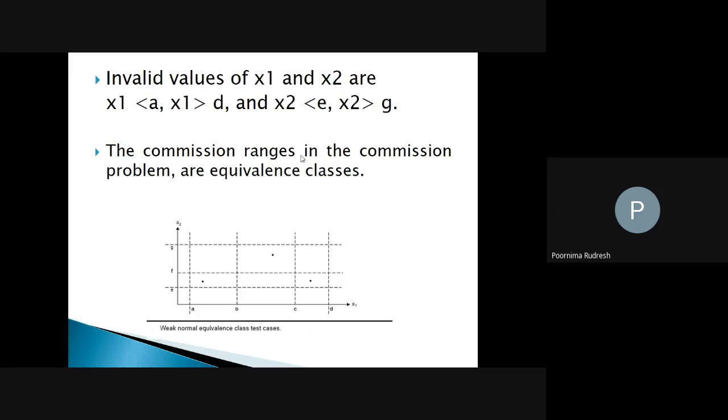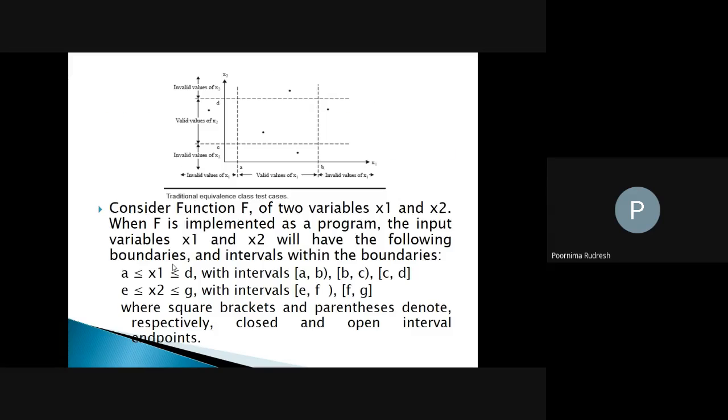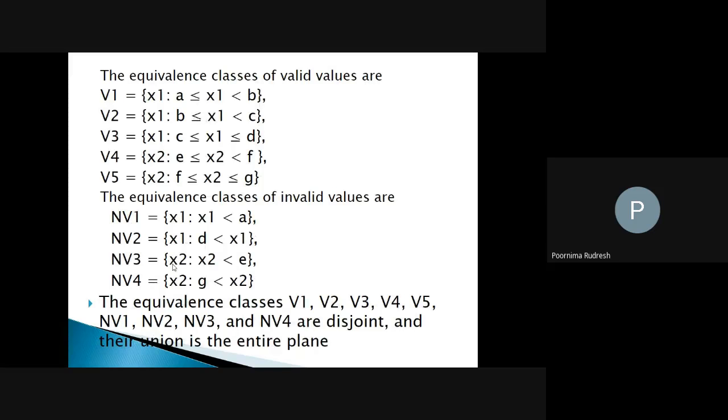See here, the commission ranges in the commission problem are equivalence classes. So if we consider a, b, c, d as the values within the range of x1, whatever test cases reside within this range are treated as valid values. Similarly, for x2 we are considering three values e, f, g, and the test cases which reside within this range are considered valid input values, and outside that are treated as invalid input values. This is over, right?